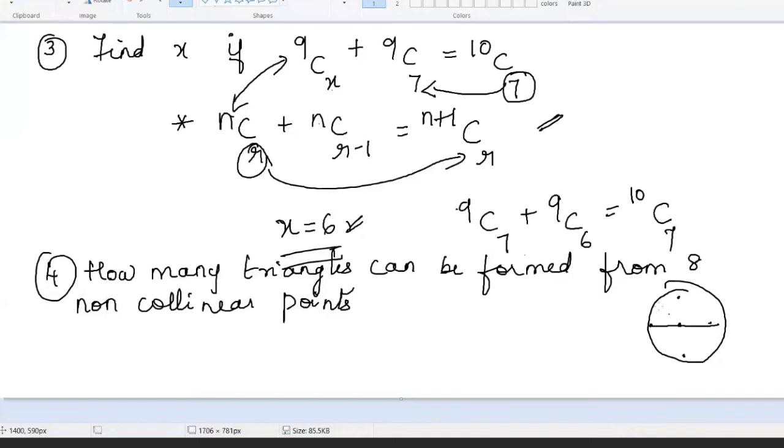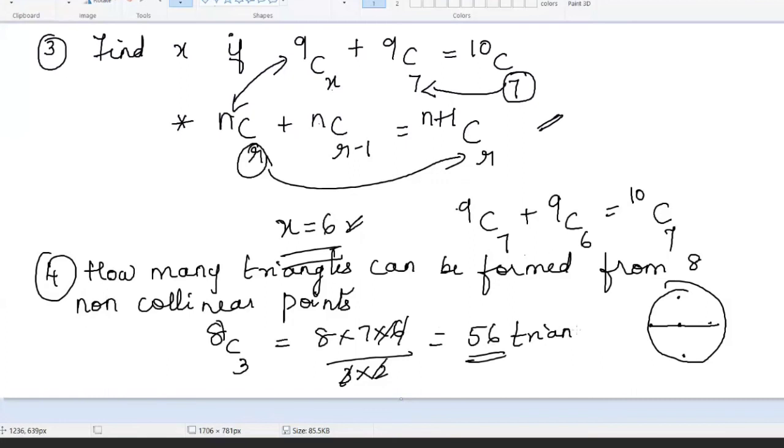So here now, how many triangles are possible? Yes, the answer is already given. It is 56, correct. Since it is non-collinear, non-collinear means no collinear, so the K condition is not there at all. So KC3 minus, I don't have it. So what is my answer? From 8, I want 3. So 8C3, and what is 8C3? 8 into 7 into 6, I have to reduce 8 three times, divided by 3 into 2 into 1. So 3 into 2 is 6, cancel here. So 8 into 7 is 56 triangles possible. 56 triangles. Hope this is clear.